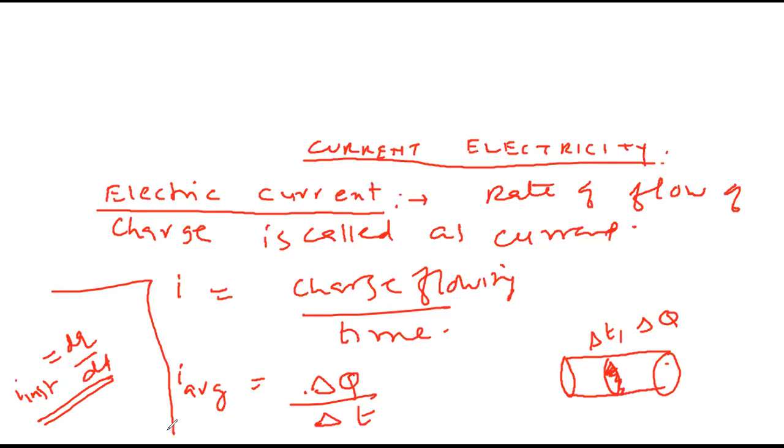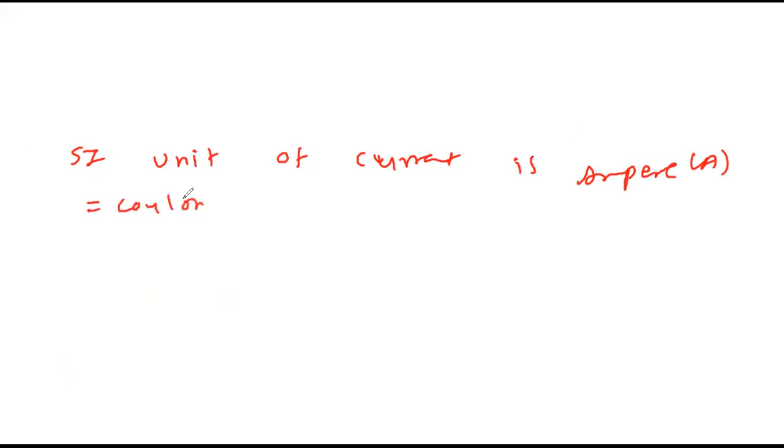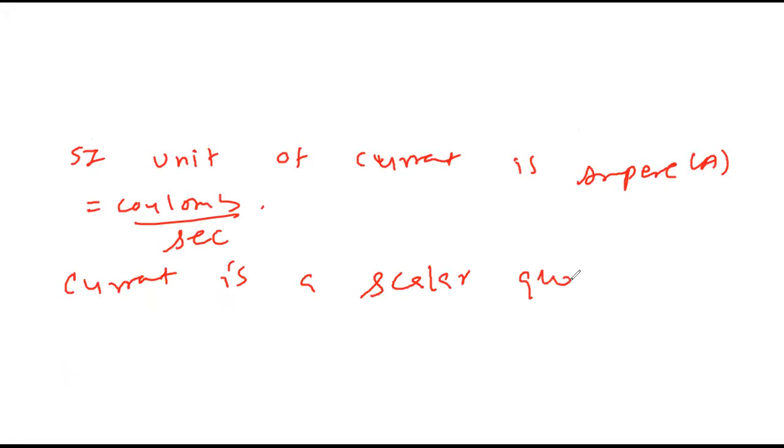What is the SI unit of current? Ampere. The SI unit of current is ampere, which is nothing but coulomb per second. Current is a scalar quantity or vector quantity? Scalar. Because while adding current, we don't use vector addition, we use algebraic addition. Sometimes it is also called a tensor quantity. It means there is direction, but it is of no use while addition. Just copy till this.